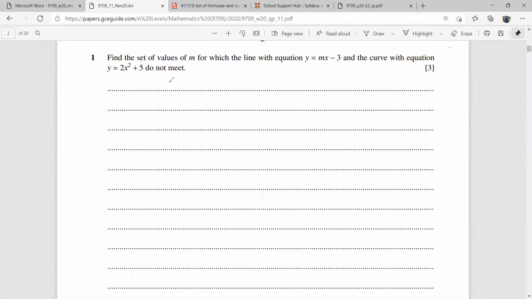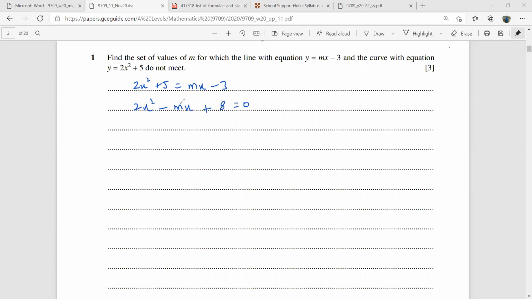Find the set of values of m for which the line with this equation and the curve with the equation do not meet. So in the very first step, you will be equating them as you do while solving the equation simultaneously. So this is your 2x squared plus 5, that is equal to mx minus 3. So this is 2x squared minus mx plus 8 equal to 0.